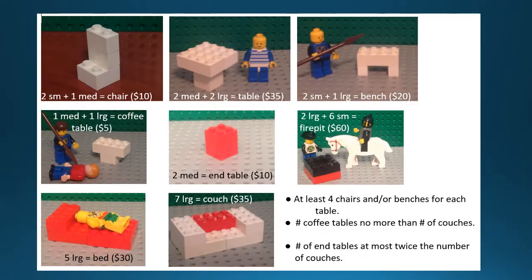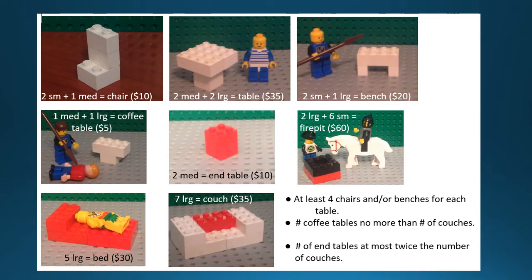You'll remember that there were 8 different pieces of furniture that you could make out of the blocks that you had. I supplied you with 20 of the small blocks, 20 of the medium-sized blocks, and 20 of the large blocks. And you were supposed to build furniture that was worth as much money as possible. There were some extra rules. For example, every table had to have at least 4 seats around it that you could sit on. A seat is either a chair or a bench. And you couldn't have a coffee table unless you had a couch, nor could you have an end table. Every couch let you have 2 end tables and up to 1 coffee table. With that in mind, you tried to find the best answer.